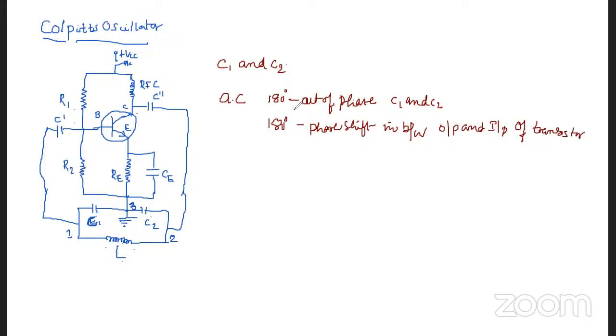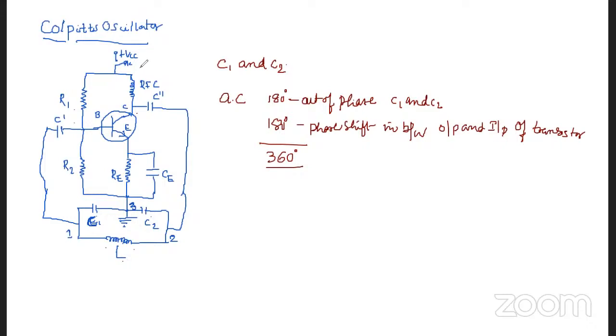Therefore, this 180 degrees and this 180 degrees total 360 degrees of phase shift, or zero phase shift. So the phase shift condition for sustained oscillations is satisfied, and we get continuous undamped oscillations. This is the circuit operation for the Colpitts oscillator. So once again, let us see the circuit operation for this Colpitts oscillator.